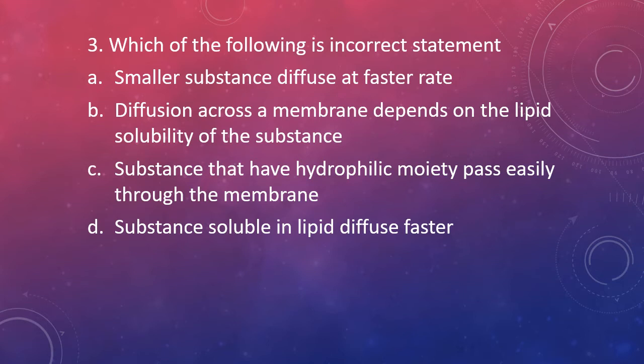Which of the following statements is incorrect? The correct answer is option C, that is the substances that have hydrophilic moiety pass easily through the membrane is incorrect. In fact, these take a longer time to pass through the membrane. However, substances which are lipid soluble pass through the membrane easily. What does hydrophilic mean? Hydro means water, philic means love. So these substances have love for water. These substances find it difficult to pass through a lipid membrane. So option C is the correct answer.